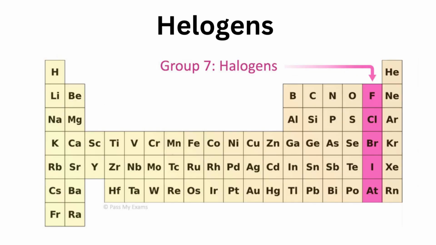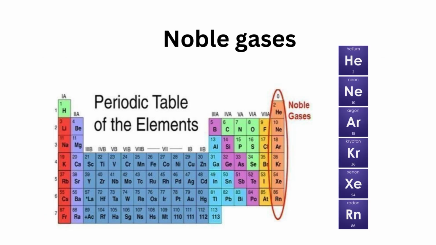The elements in group 7 in the periodic table are called halogens. Now the most famous group, group 8, are called the noble gases. They are famous because they do not react. Do you have any idea why they do not react? This is because their outermost shells are completely full. So this is all about the periodic table.